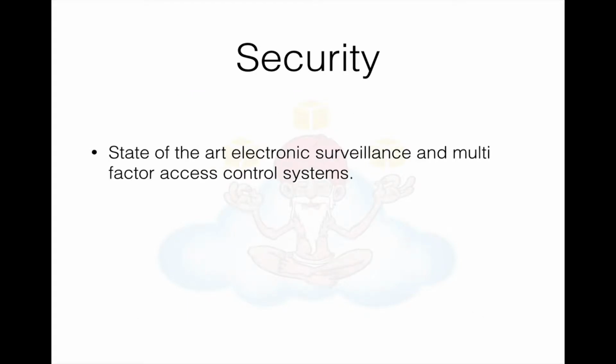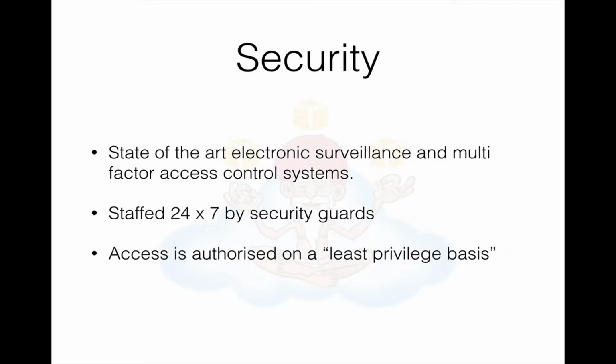Let's talk a little bit about security. Amazon have state-of-the-art electronic surveillance and multi-factor access control systems within their data centers. It's staffed 24/7 by specially trained security guards, and access is authorized on a least privileged basis. So that basically means that maybe you're an accountant for Amazon, you wouldn't have access to the data centers, full stop, because you don't need to go in there. Or perhaps you're a data center tech, but you only work in a particular data hall, so you would only get access to that hall. You wouldn't have access to the entire data center. I don't think that question's ever come up in the exam, but it's just something to note from a security aspect.